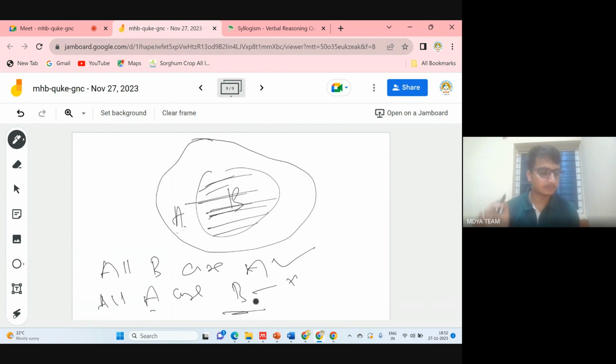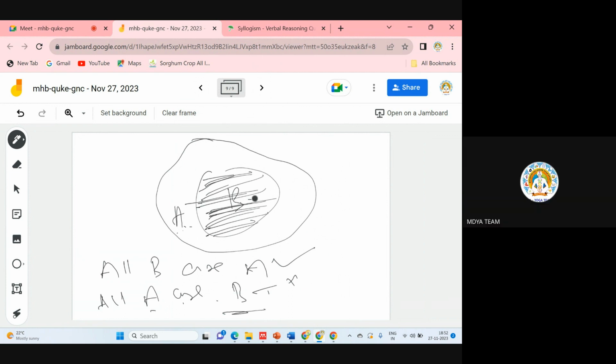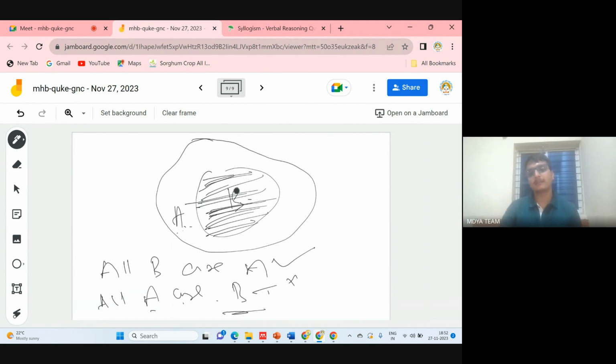How do we decide anything? Just try to find the overlap. So for A, there is only one overlap here. A small part of A is overlapping with B. So only some A will be B. Is this clear now? Yes, sir. Okay.